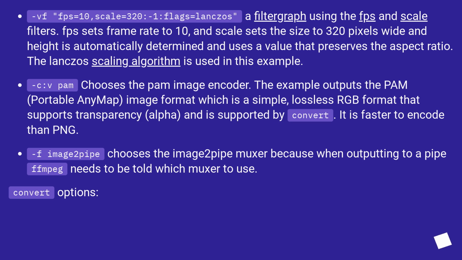-c:v ppm chooses the PPM image encoder. The example outputs the PPM, portable pixmap, image format, which is a simple, lossless RGB format that supports transparency, alpha, and is supported by convert. It is faster to encode than PNG. -f image2pipe chooses the image2pipe muxer because when outputting to a pipe ffmpeg needs to be told which muxer to use.